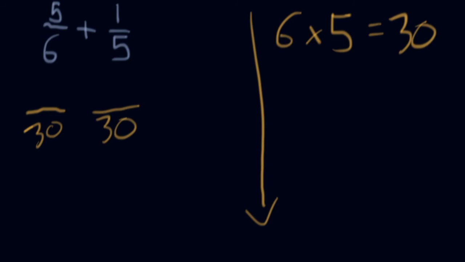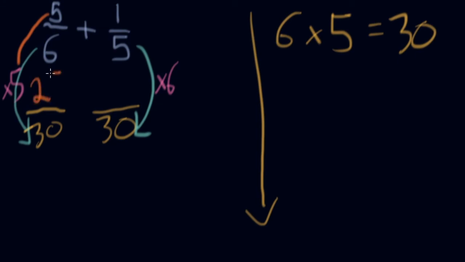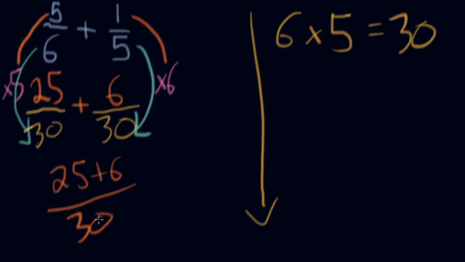And then what I do is I always draw these little arrows. These are really helpful. And I say, how did 6 become 30? And how did 5 become 30? What did I have to go and do? Well, for the 6, I had to multiply by 5. And for over here, I had to multiply by 6. And then you kind of say, okay, well then the 5 has to multiply by 5, and I get 25. The 1 has to also multiply by the 6, so I get a 6. And we're adding. So now we get 25 plus 6 all over 30, which is just going to be 31/30.